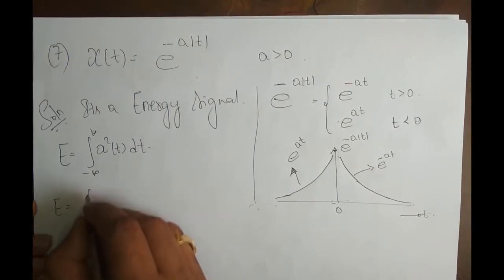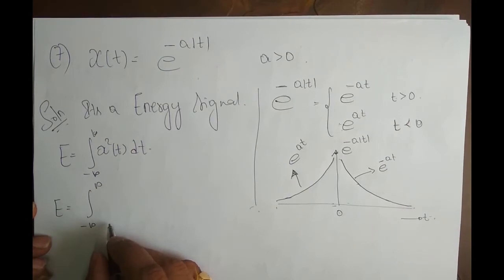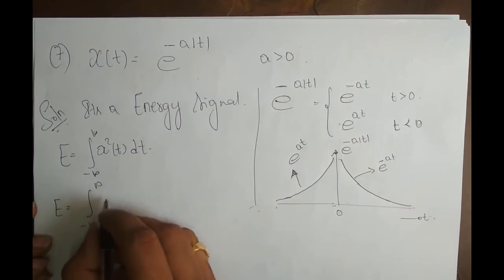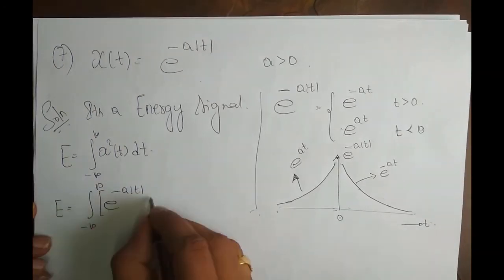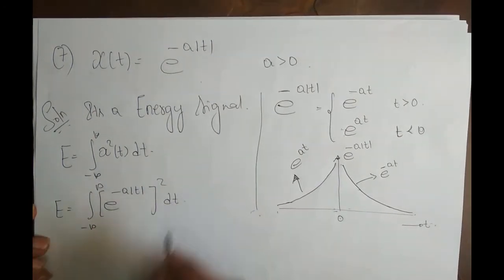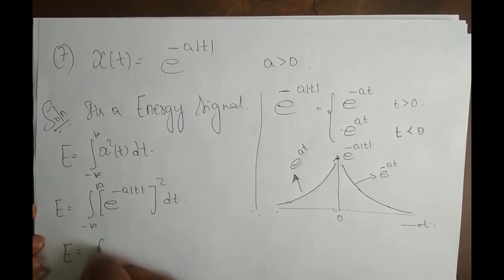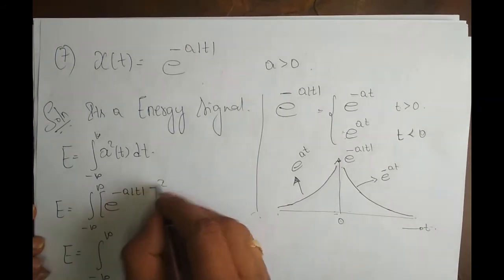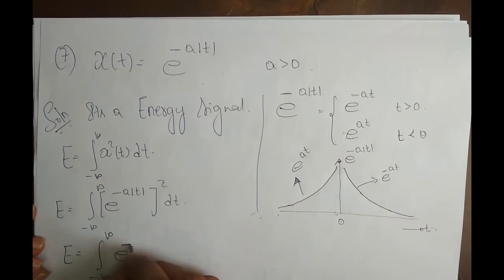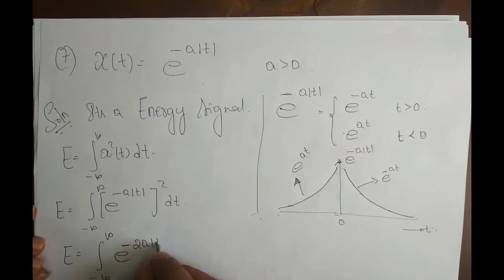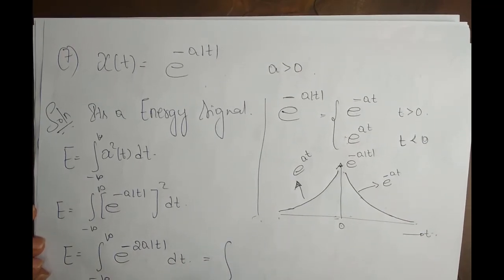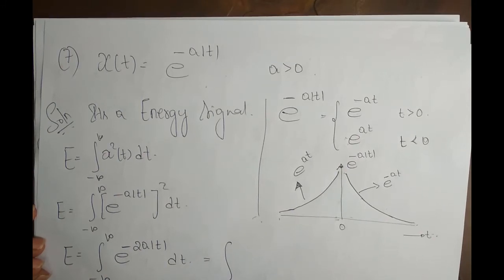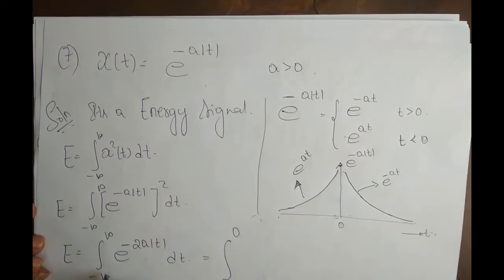integrating from minus infinity to infinity. So e power minus a mod t whole square, because x square of t dt, right? So E is equal to integrating from minus infinity to infinity, I'll take this 2 inside, e power minus 2 times a into mod t dt. Okay. Now what I'll do, I'll split this integration. Integrating from minus infinity to 0.